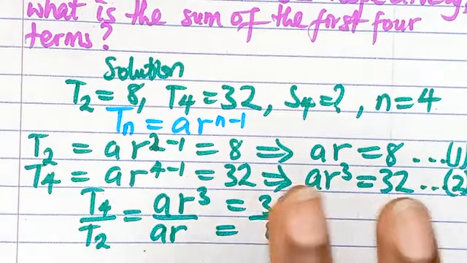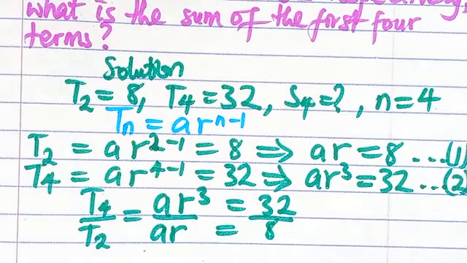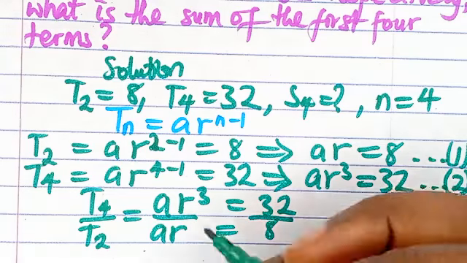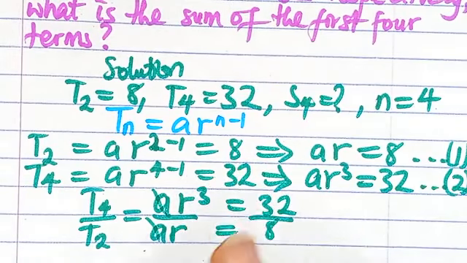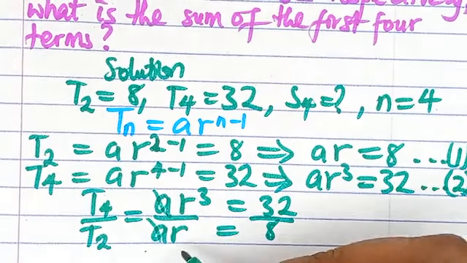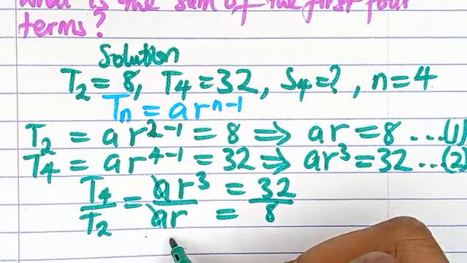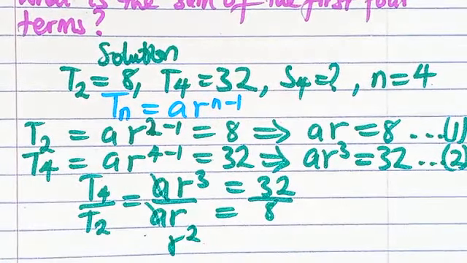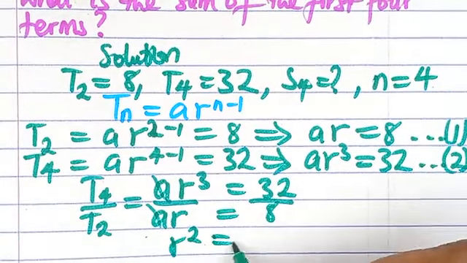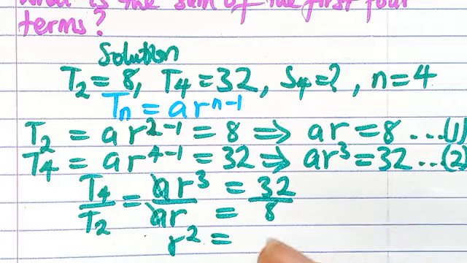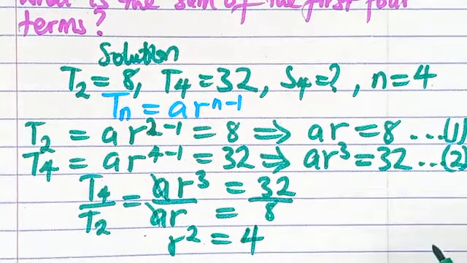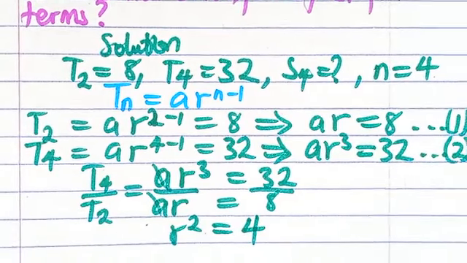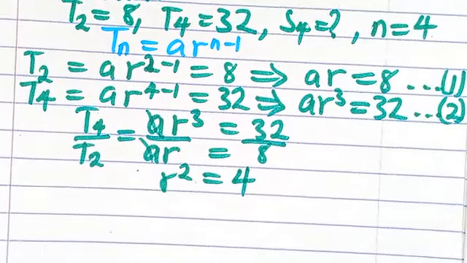Okay, so we have this. A cancels A, so what is left is R cubed over R. At the end of the day, R cubed divided by R is going to leave us with R squared, and it's equal to 32 divided by 8, which is 4. So we can see we are already getting to the final conclusion. R squared is equal to 4.